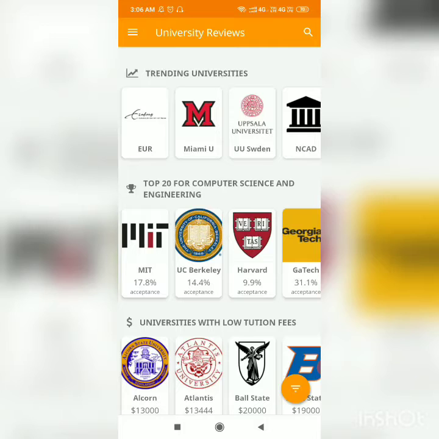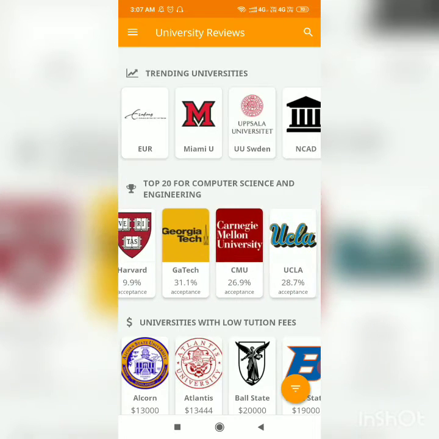If you're planning for universities in the United States, you have to give two exams: GRE and IELTS. In GRE, you have to score at least 300 out of 340 to get into a good university. In IELTS, you have to score at least 6.5 bands, or 79 in TOEFL. You can give TOEFL or IELTS, whichever you prefer, but I have given IELTS.